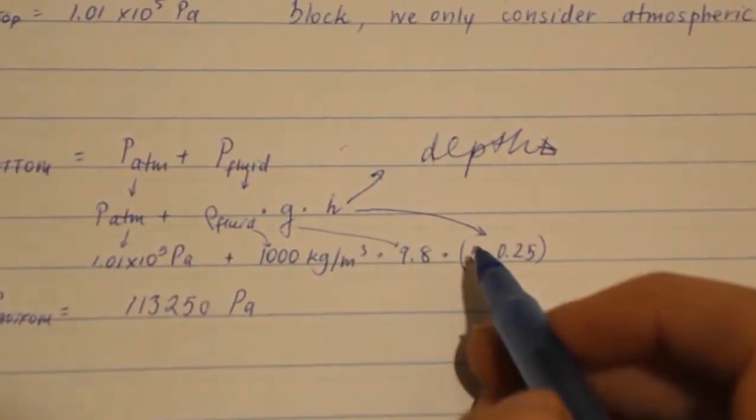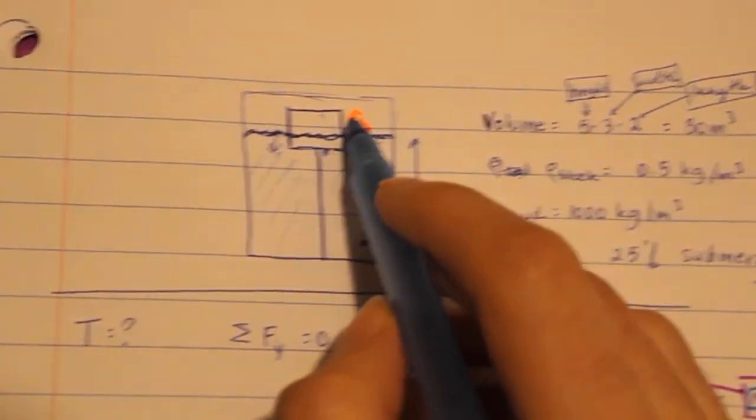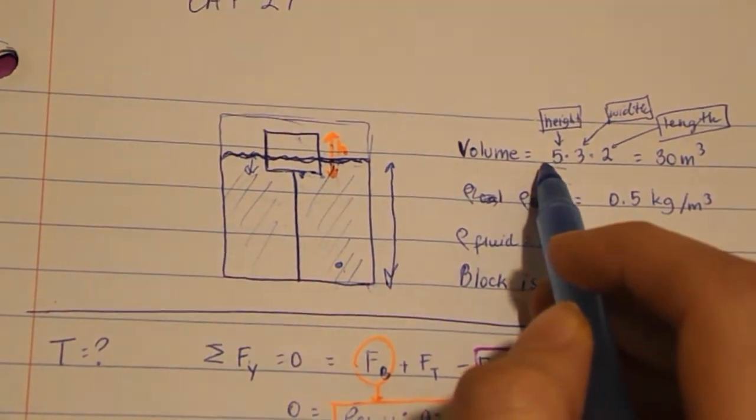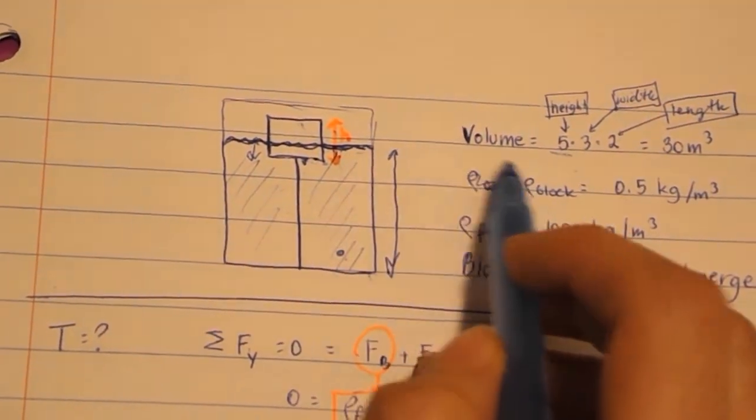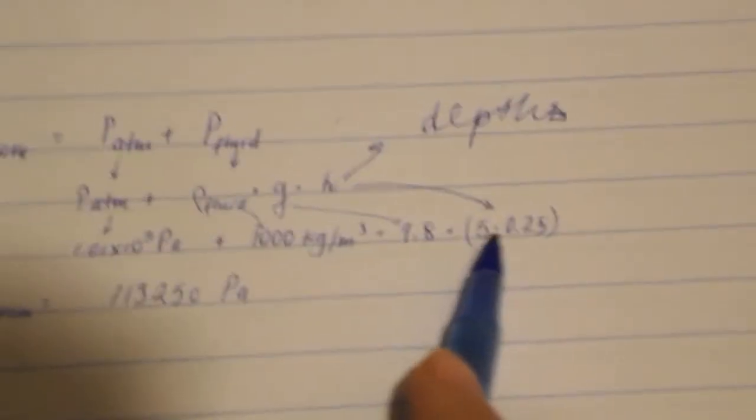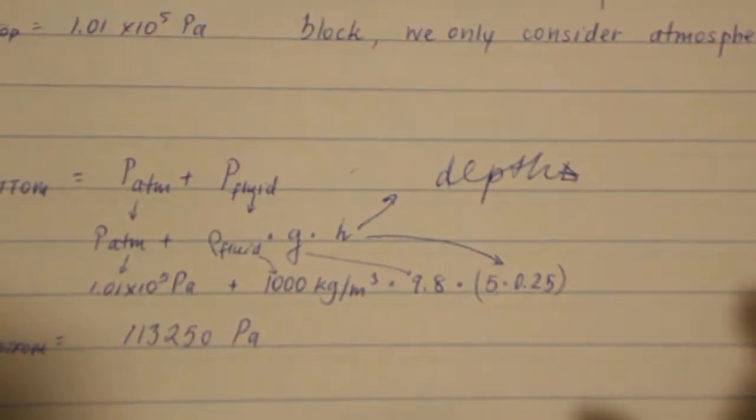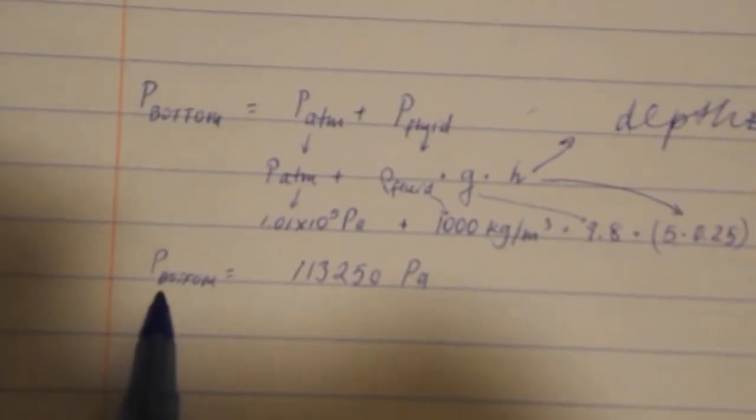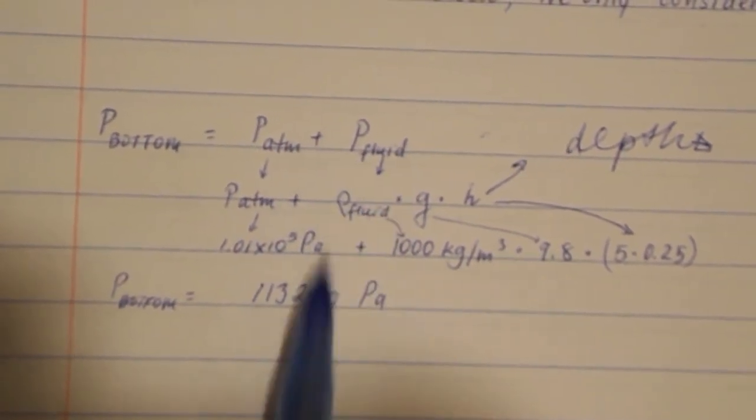What is that height? Since the block is 25% submerged, and our height is 5, what would be 25% of that height? So you would multiply 5 by 0.25. That would give you the height submerged. And you'll get the pressure at the bottom if you add the atmospheric pressure plus the pressure of the fluid.